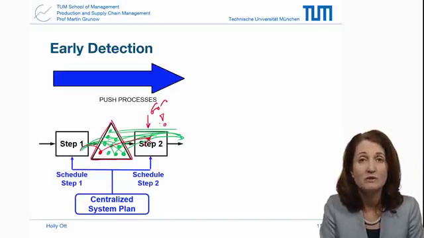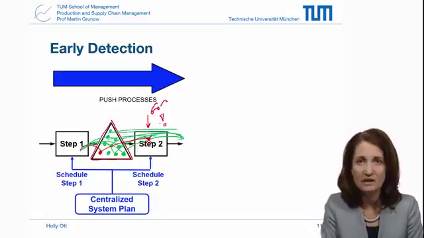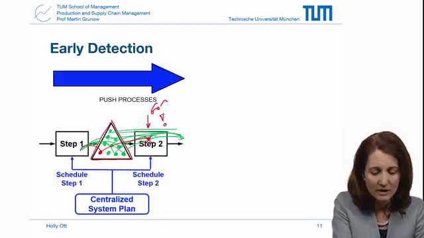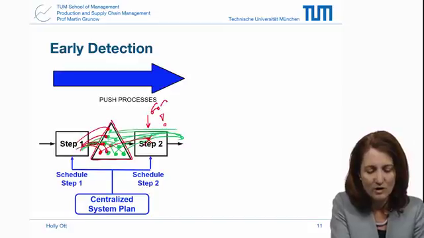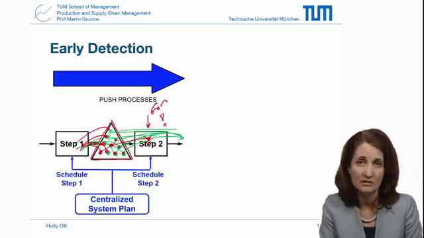So time is going by. And while this time is going by, step 1, what is it doing? Well, it's got a problem. No one knows about the problem. So it is busy filling up this inventory buffer with defective parts, which then also have to be flushed out through the system.